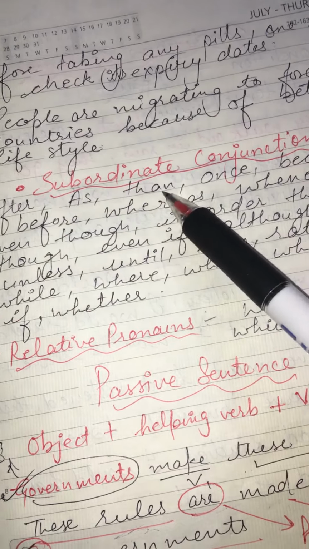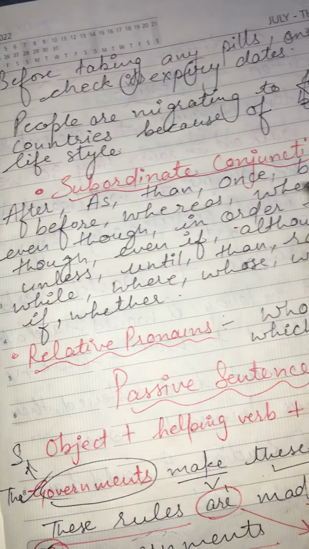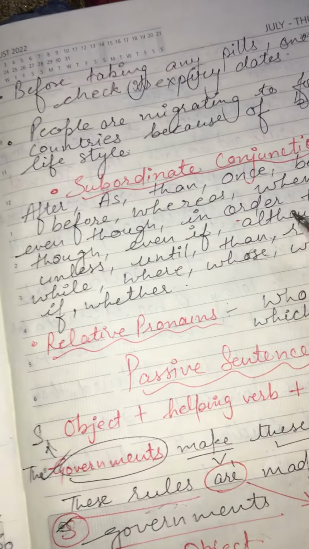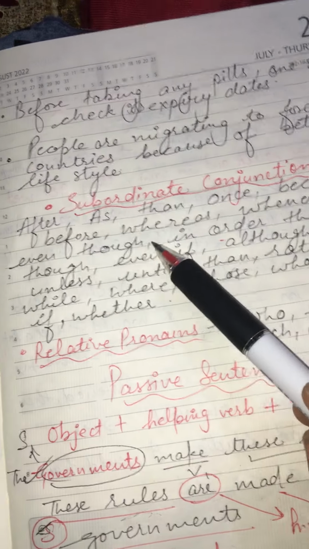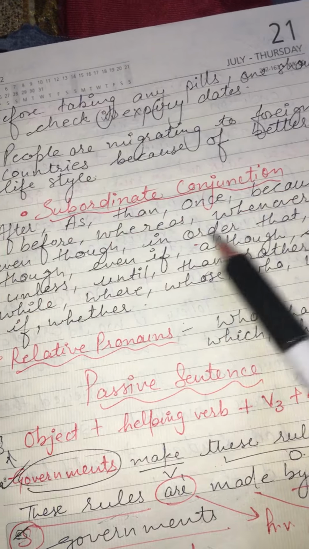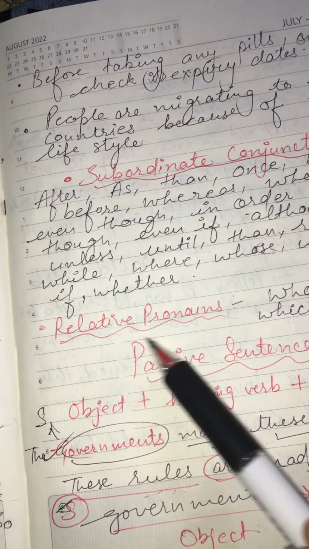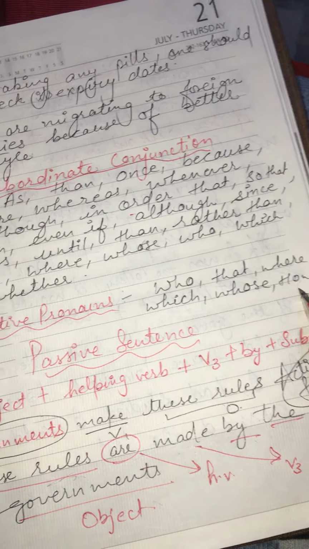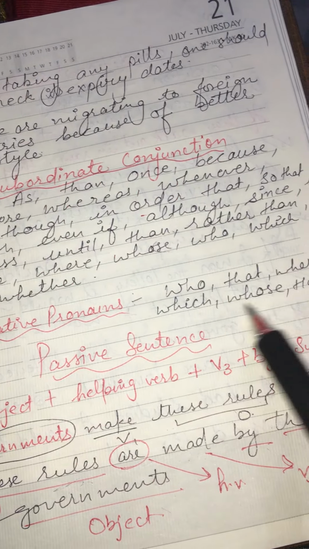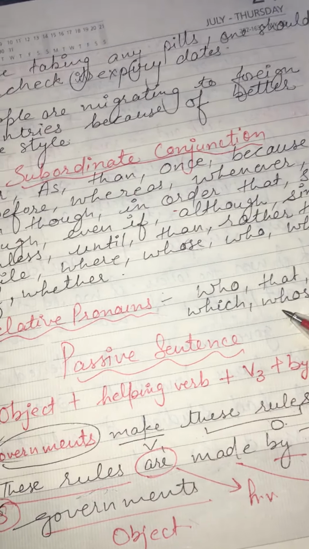Here are some subordinate conjunctions which you can use to make complex sentences: after, as, then, once, because, before, whereas, whenever, and many more. Relative pronouns: who, that, where, which, whose, how. You can also use these relative pronouns to make the complex sentence.